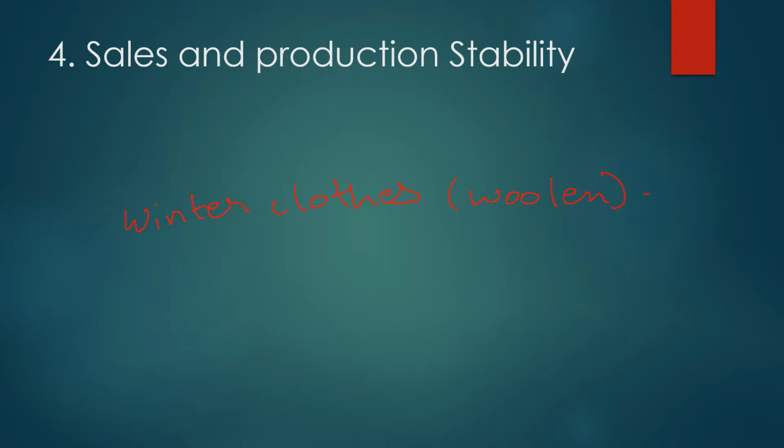Sales and production stability. Export marketing may enable a firm to maintain sales and production stability. For instance, in case of seasonal products, exporting may help to achieve sales stability because the season may be opposite in certain export markets. For example, winter clothing. So, for example, say there is a firm who is selling winter clothes. Okay.